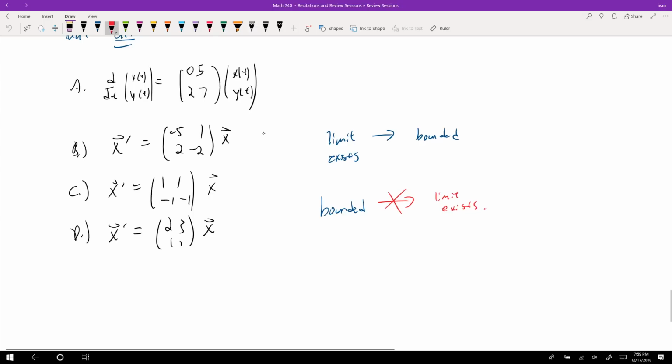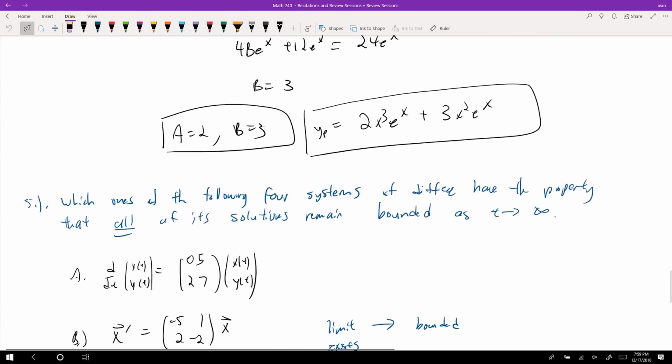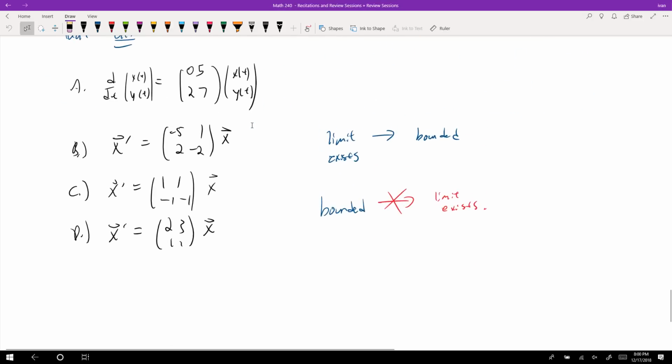But this problem is only asking for bounded. So if it's asking for bounded, you have to be really careful with the lambda equals zero case. In general, you have to be really careful with the zero eigenvalue case. Whenever you see eigenvalue equals zero, you need to be a little more careful. Okay, so let's approach this problem then.